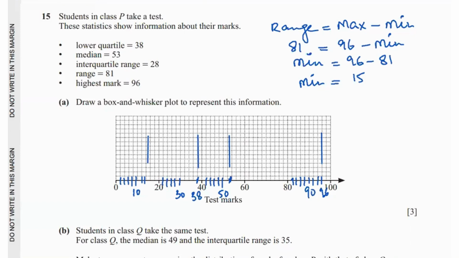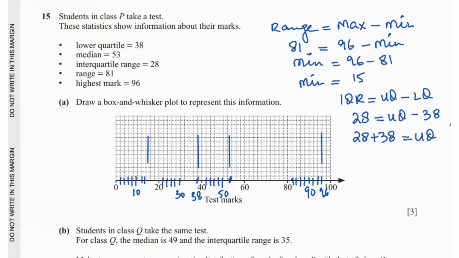And then for the upper quartile, we need to use the interquartile range. So IQR equals upper quartile minus lower quartile. So that's 28 equals upper quartile minus 38. So 28 plus 38 gives us the upper quartile, which is going to be 66. So that's going to be 2, 4, 6. This is your upper quartile.